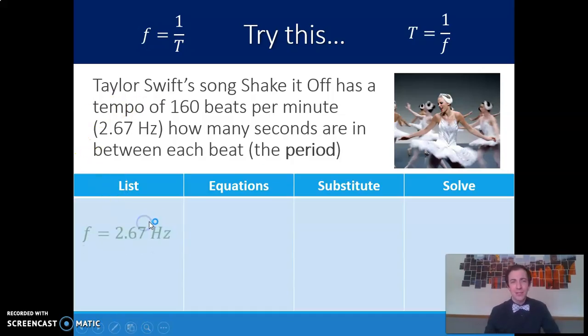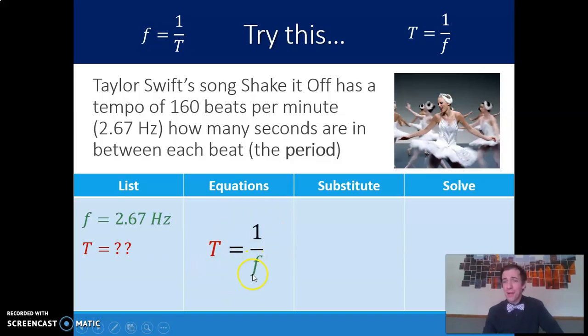So what we're given actually in this case is the frequency. Hertz is a unit for frequency, so we say the frequency is 2.67 hertz. What we're trying to find is the period, capital T. Our relationship of these two that can help us find period is this one right here, that the period is 1 divided by the frequency. So my equation that I'll use is T is equal to 1 over F.